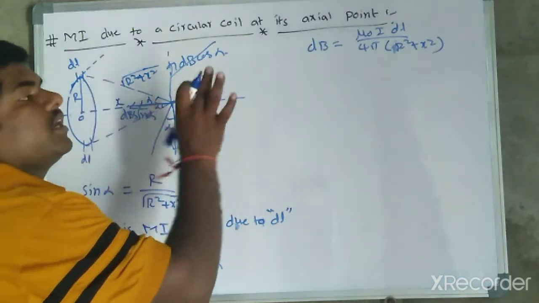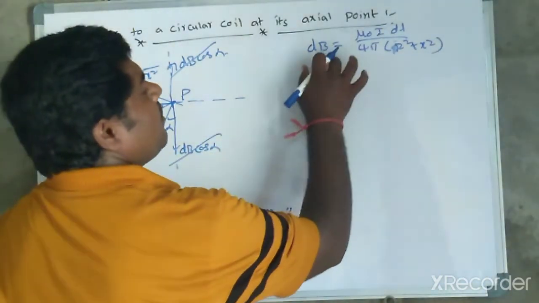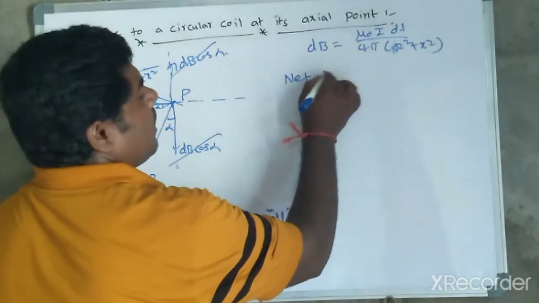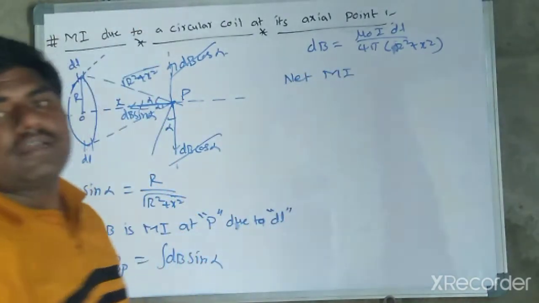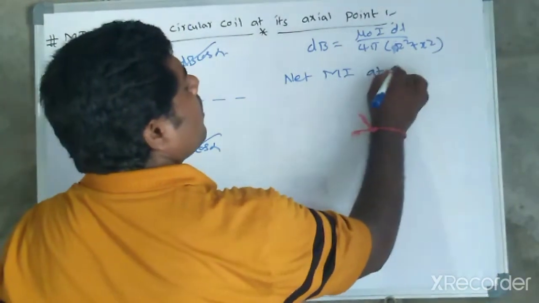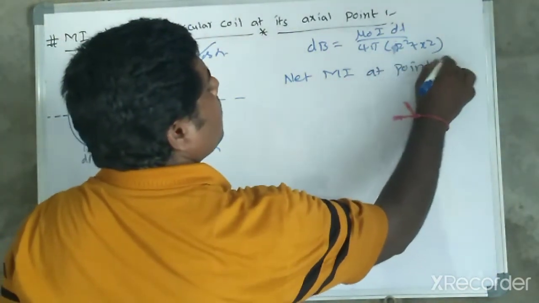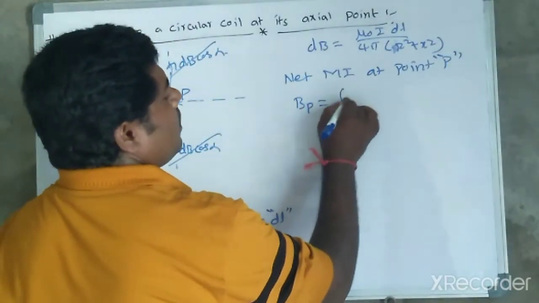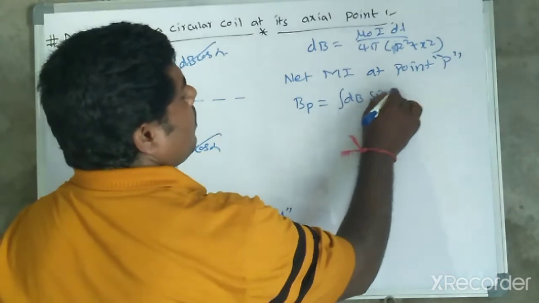That root whole square gets cancelled. So this is the dB value. So the net magnetic induction at point P, BP, is equal to the integral of dB sine alpha.